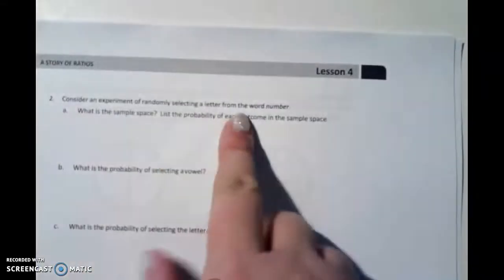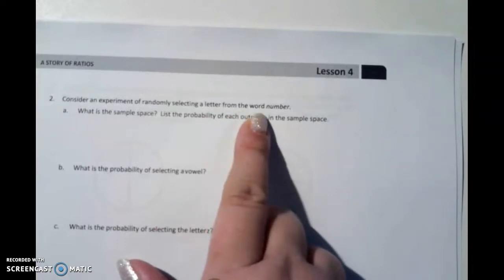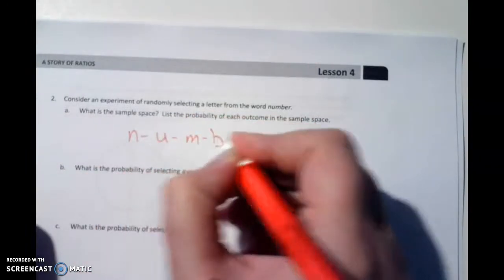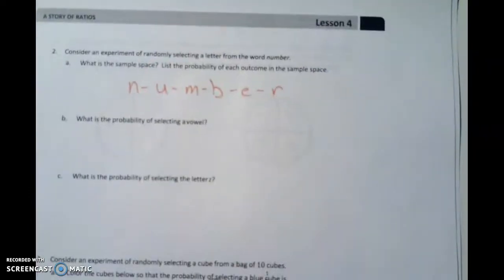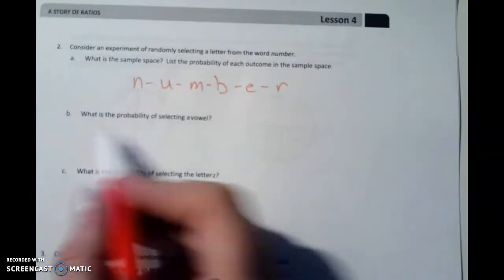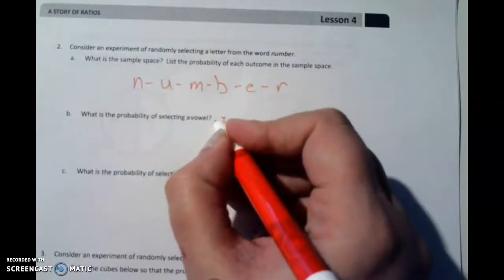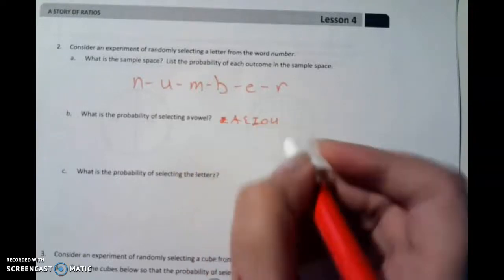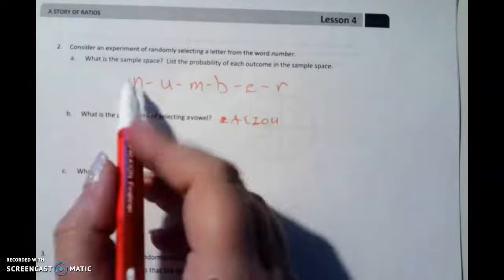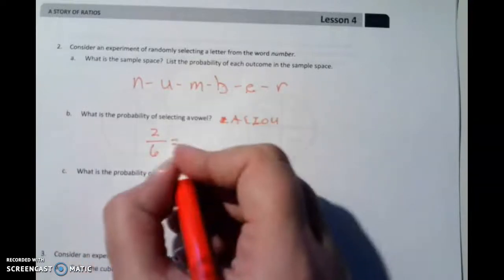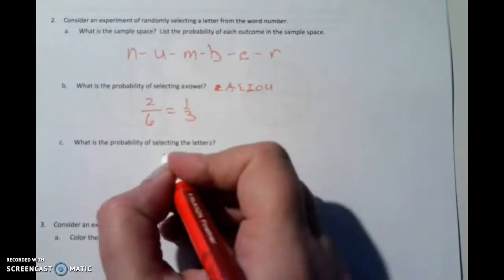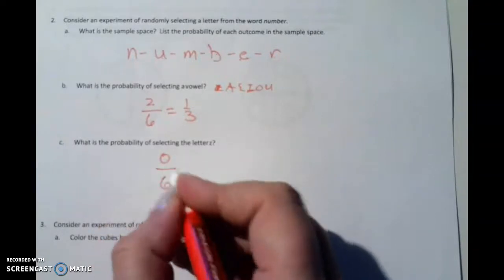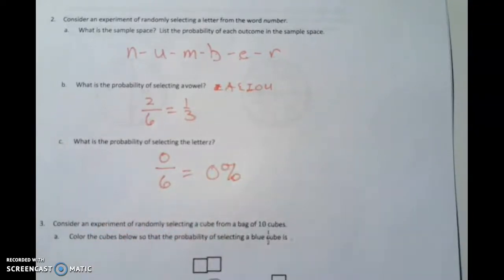Okay. Moving on to the next page. Consider an experiment randomly selecting a letter from the word number. What is the sample space? N, U, M, B, E, R. None of those repeated, so I included them all. If there were 2 E's, then I would only write E once. Selecting a vowel. Those are A, E, I, O, U. So there's 1, 2 out of 1, 2, 3, 4, 5, 6, which is 1/3. What's the probability of selecting the letter Z? There are no Z's, so that's 0 out of 6, or 0%.